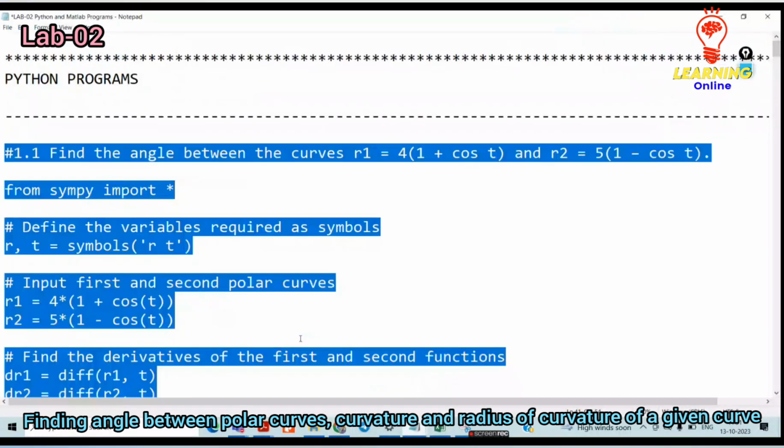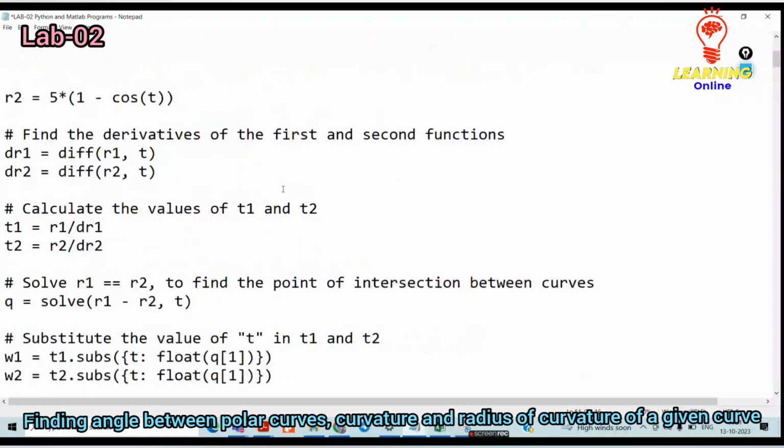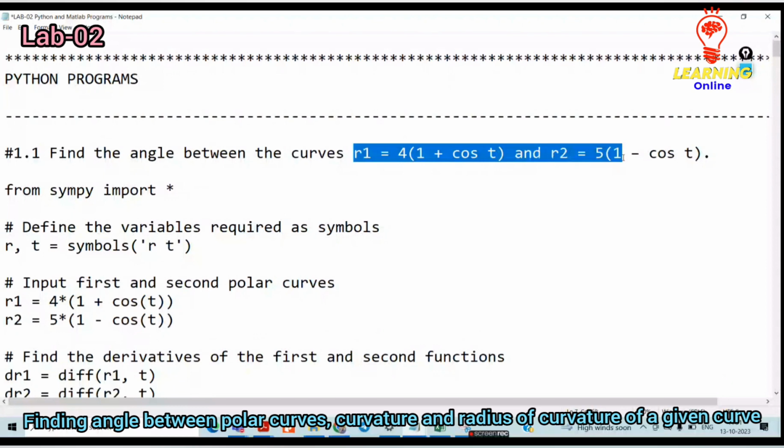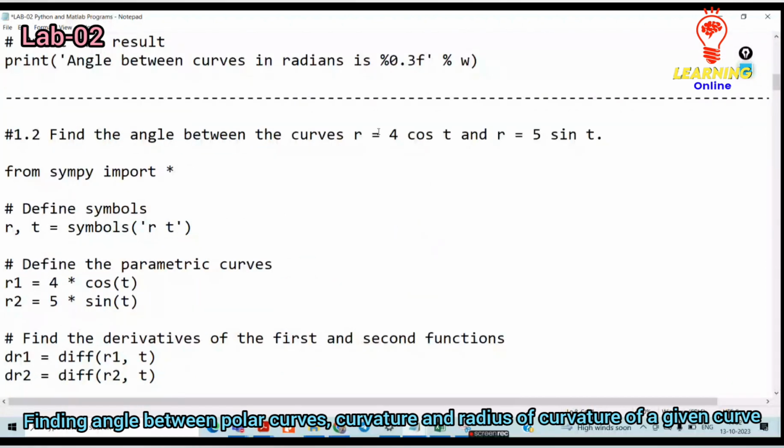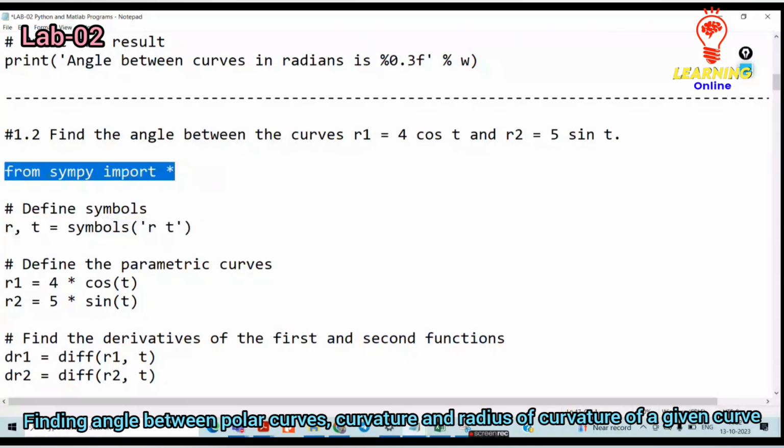Then the second one. Here is the same code, but instead of this expression we have defined another expression. Here R is equal to 4 cos t, and R is equal to 5 sin t. But what I need to do is take this as R1 and this as R2, because R is an inbuilt variable that is already present. Such names act as keywords, and keywords cannot be used as a variable in any programming language. We are just calling the symbols with the import of SymPy.